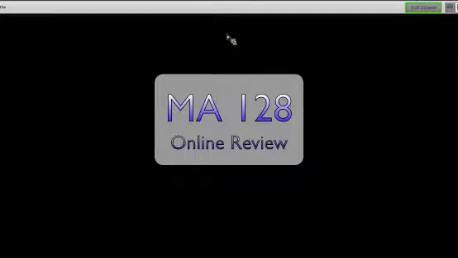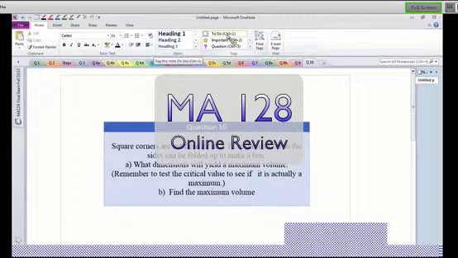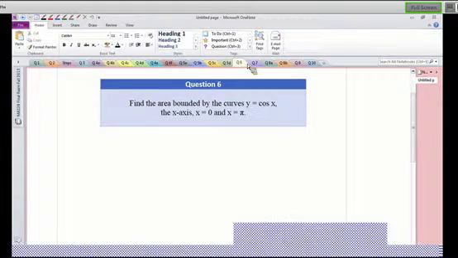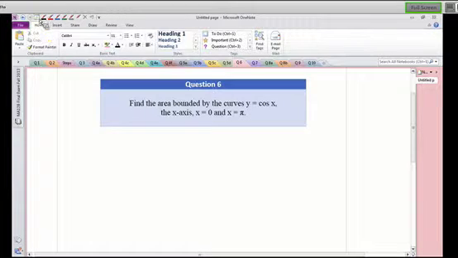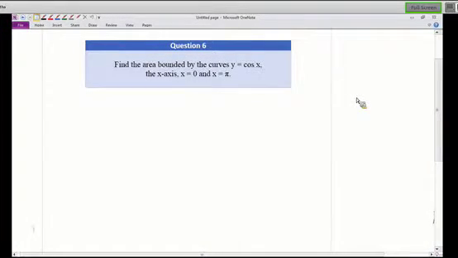And you should be able, just give it a second to come up, and you should be able to see my OneNote. And we're starting with problem 6. Alrighty. Alright, so we're ready to go.